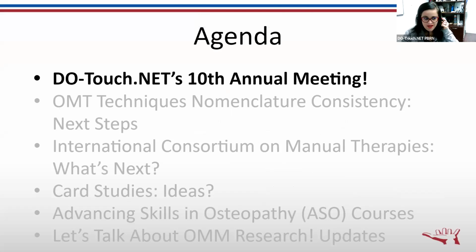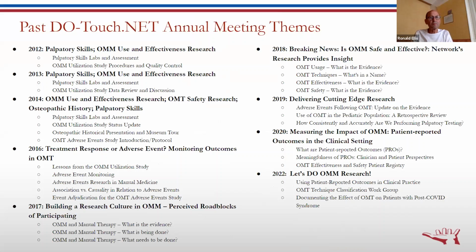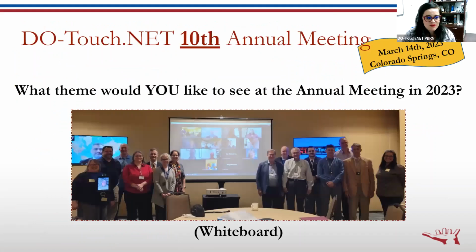So first, we're going to start talking about the 10th annual meeting, which is in March of 2023. These are some of the themes that we've had in the past: palpatory skills, OMM use and effectiveness research, treatment response and adverse events, building a research culture in OMM, OMM safety and effectiveness, measuring the impact of OMM, and then OMM research in general. Next year, we're looking for what you would be interested in seeing from us, and in the keynote speaker as well. Next year, it's March 14th, 2023 in Colorado Springs, Colorado, in conjunction with Convo that's happening at the same time in the same place.